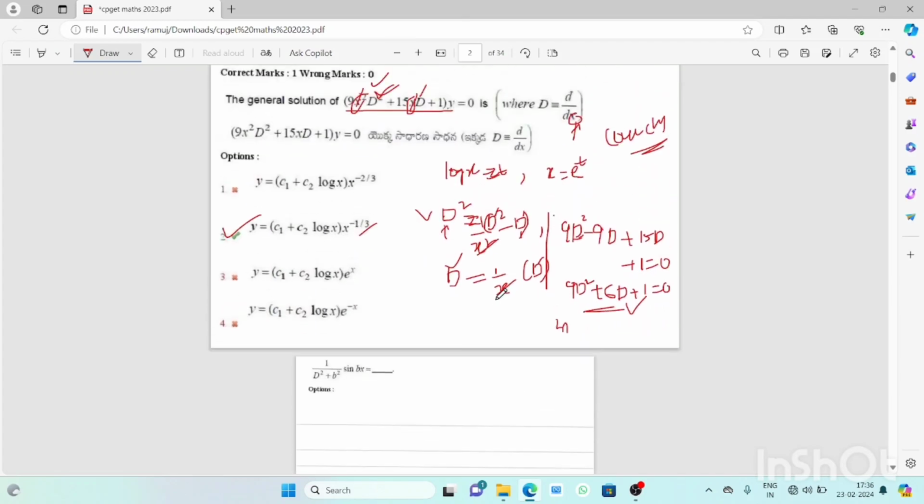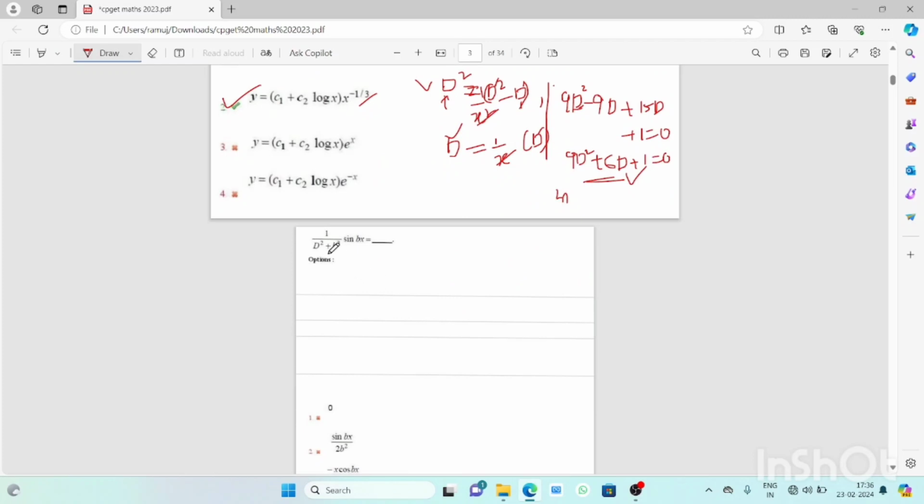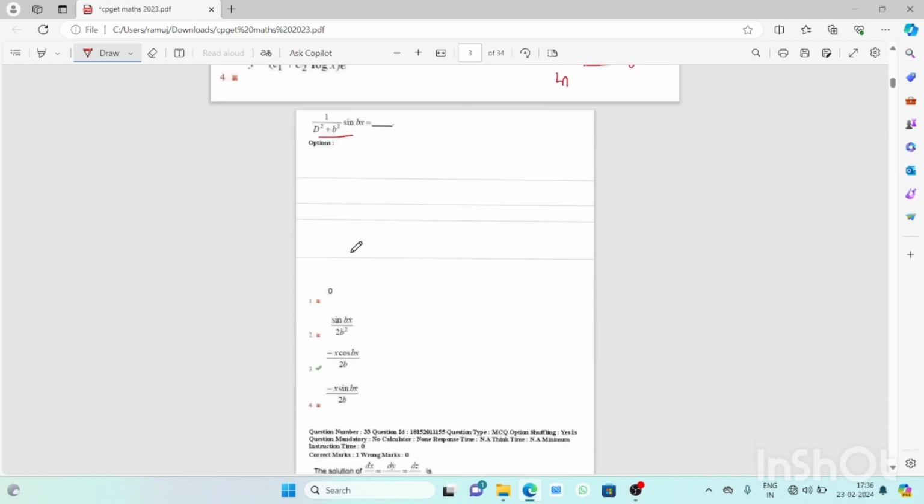So the 32nd question is 1 divided by D square plus b square, sin bx. So he is asking again for the particular integral. Finding the particular integral value is very important. Whenever sin or cos is there, we have to directly substitute in place of D square the coefficient of that sin or cos. So I will tell you how to solve this one.